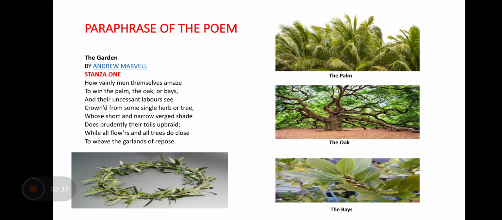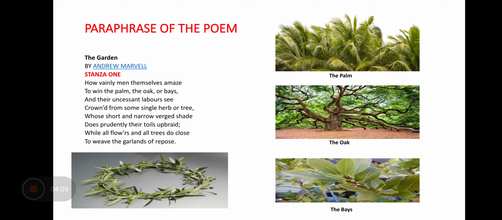The first stanza, let me read. How vainly men themselves amaze to win the palm, the oak, or bays, and their incessant labours see crowned from one single herb or tree, whose short and narrow verged shade does prudently their toils upbraid, while all flowers and all trees do close to weave the garlands of repose.